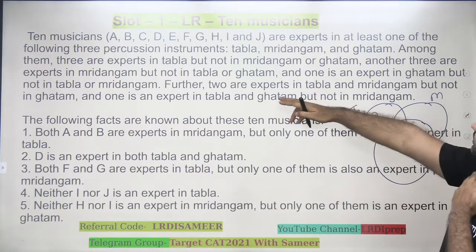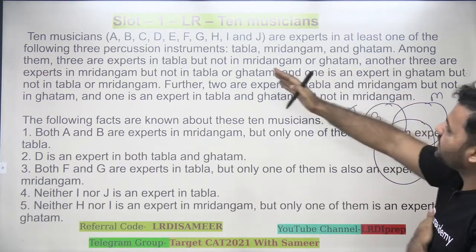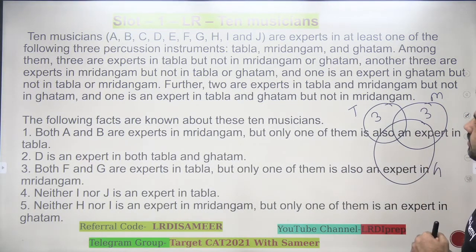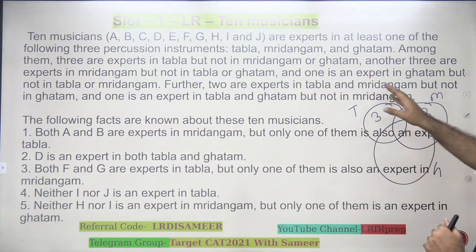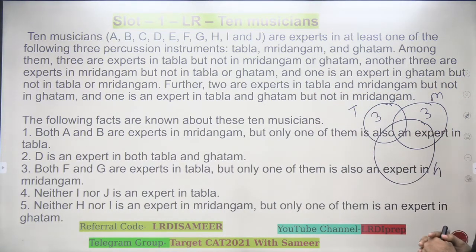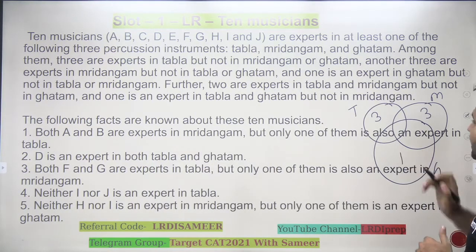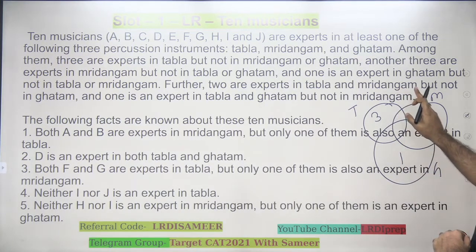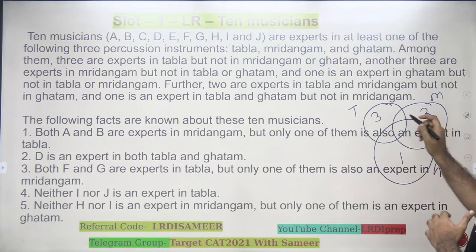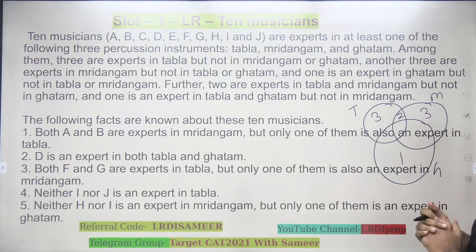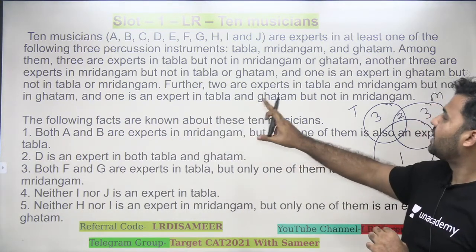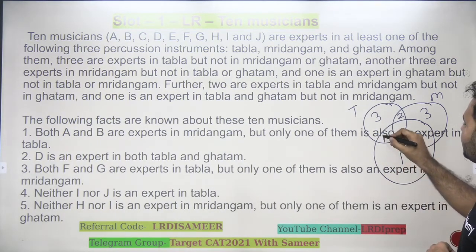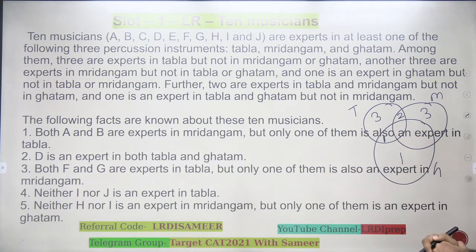And then you see that another three are the experts in mridangam but not in tabla or ghatam, and one is an expert in ghatam but not in tabla or mridangam. So one is in ghatam. Another two experts are in tabla and mridangam, but not in ghatam. One is an expert in tabla and ghatam. So there's one person who is an expert in tabla and ghatam but not in mridangam.